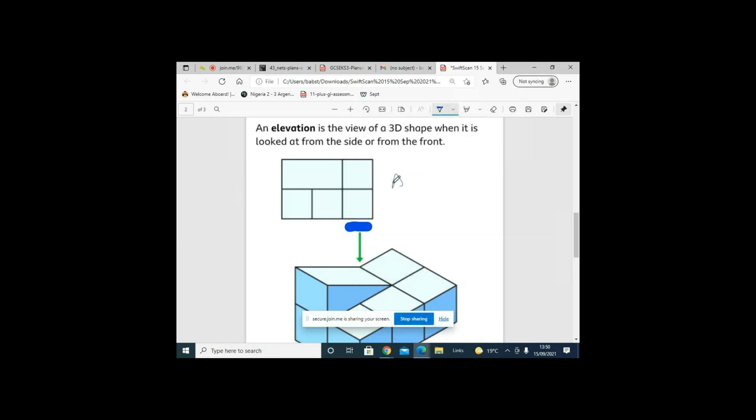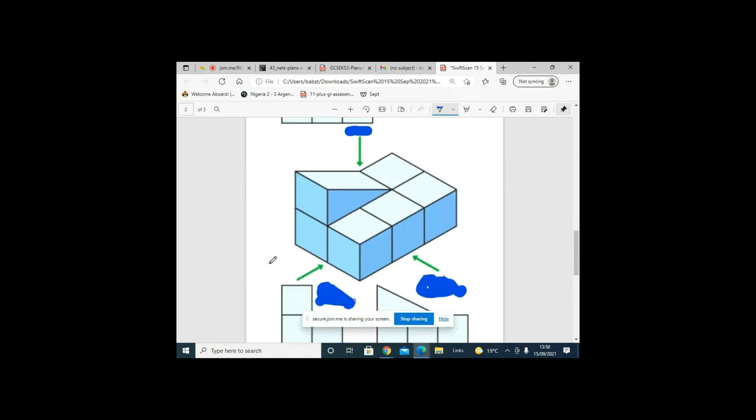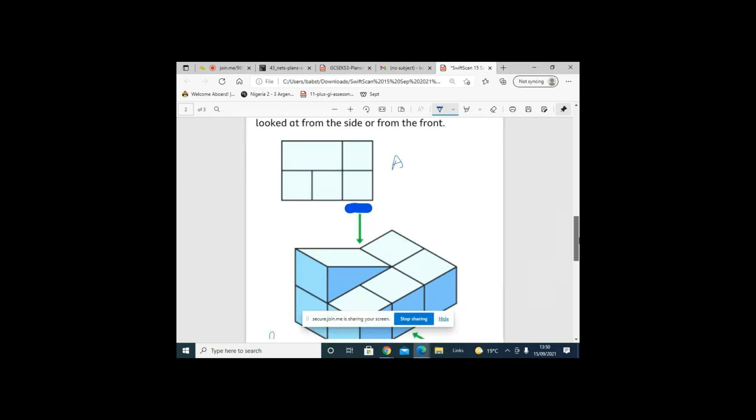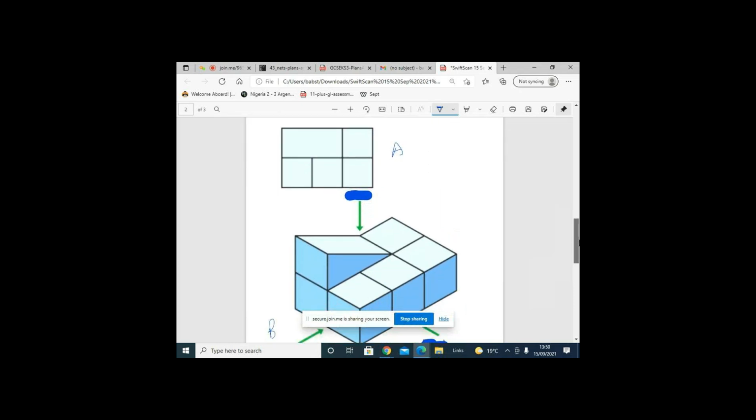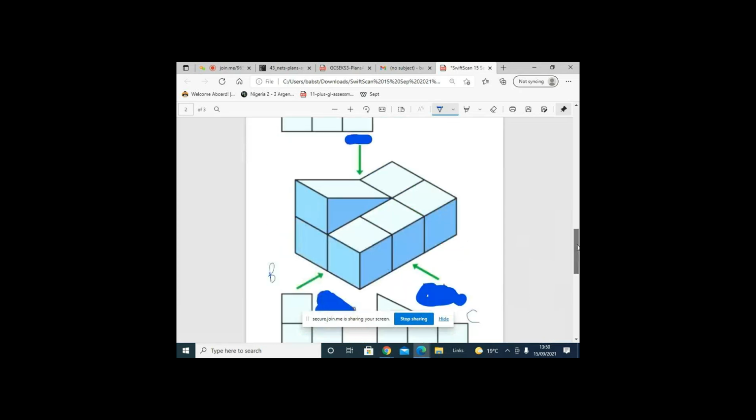This is option A, this is option B, and this is option C. Don't forget, I told you earlier, the plane is what you see from the top. What will you see from the top?